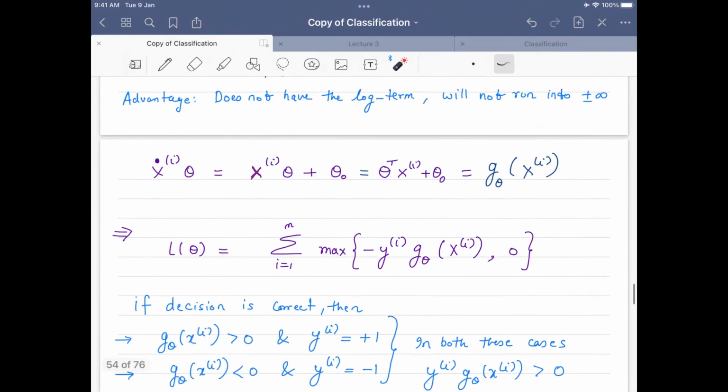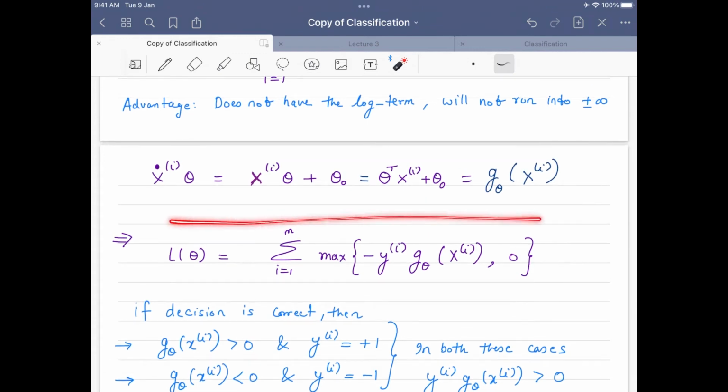So this is basically the cost function intuition which I have defined here. If anyone has any question, they can ask, otherwise I will move ahead. So this is the loss function definition. Any questions related to this?